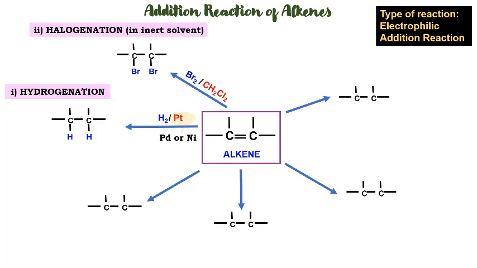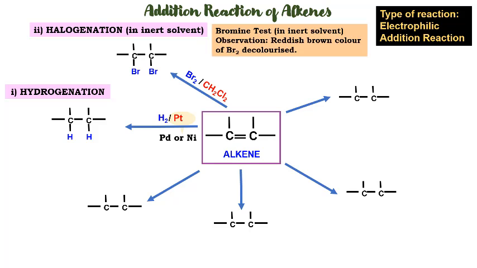Addition of bromine in inert solvent is an extremely useful tool employed to detect the presence of a double bond in an unknown organic compound. Bromine solution in dichloromethane is reddish brown in color. Addition of an unsaturated molecule rapidly decolorizes the reddish brown color of bromine. This is an unsaturation test called the bromine test to confirm the presence of a carbon-carbon double bond.